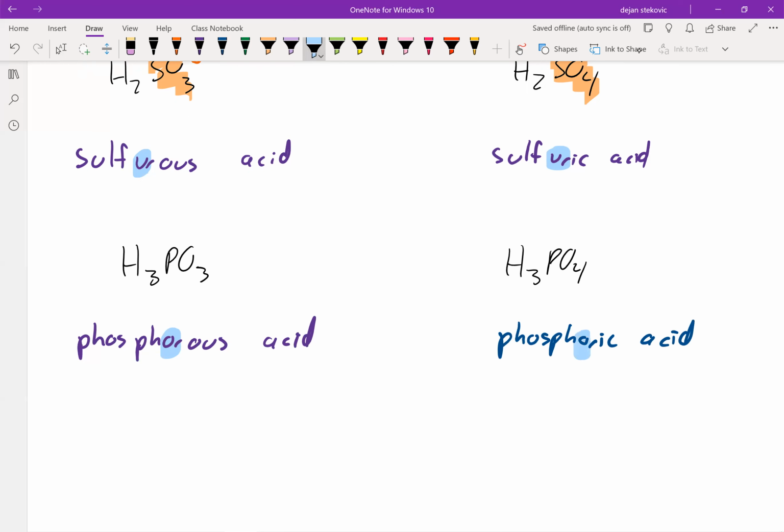right? And the ic and the ate, or the ic and the us, comes from the ate and the ite, right? Again, I know there's a lot of information, but it's just some practice. And once you get used to it, it's not too bad.